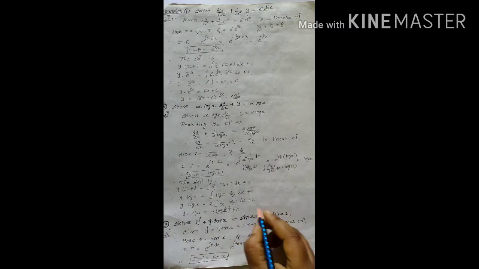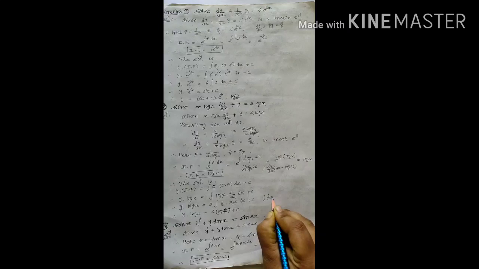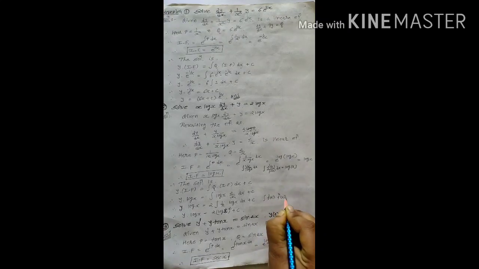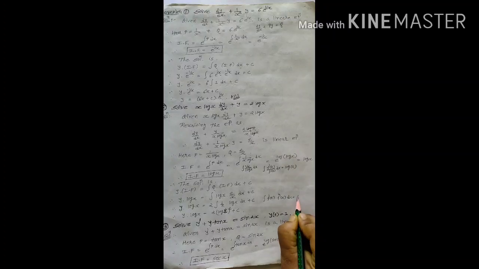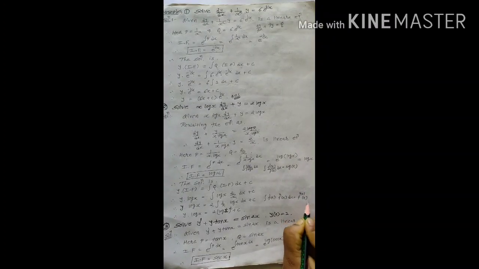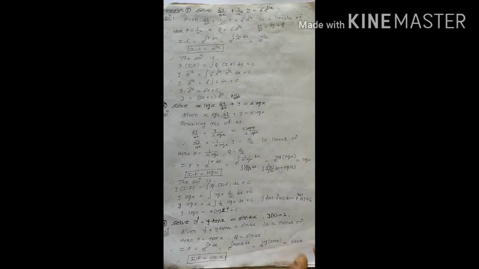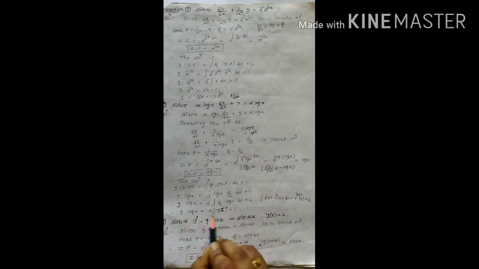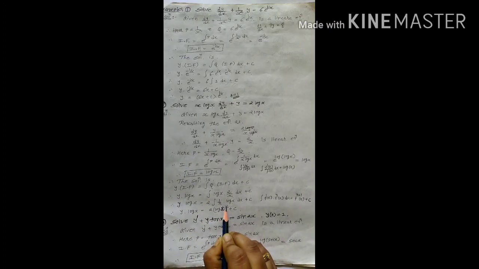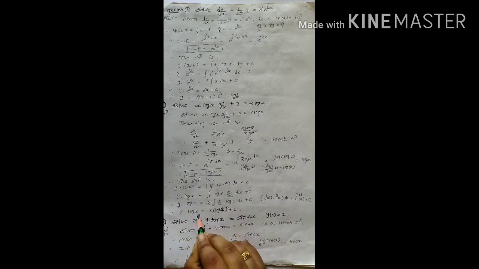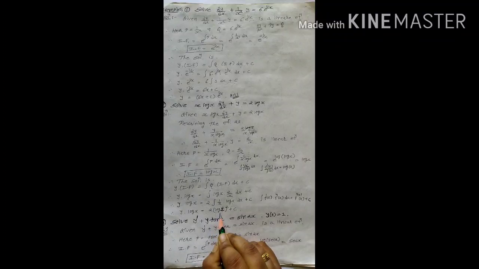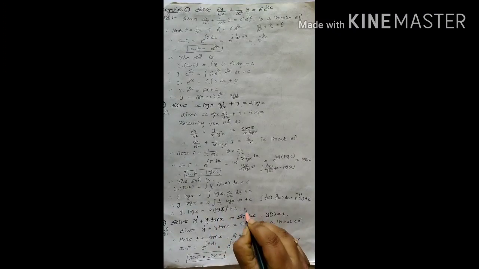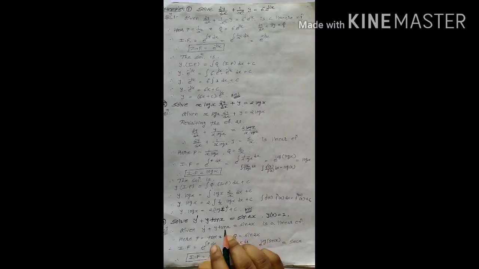Now here we have to use the formula integration f dash x into f raised to n x dx is equal to f raised to n plus 1 x plus c. Now here the derivative of log x is 1 upon x and here degree is 1. Therefore we can write here log x raised to 2. That means log x square. Therefore, y into log x is equal to 2 into log x square plus c. This is the required solution.